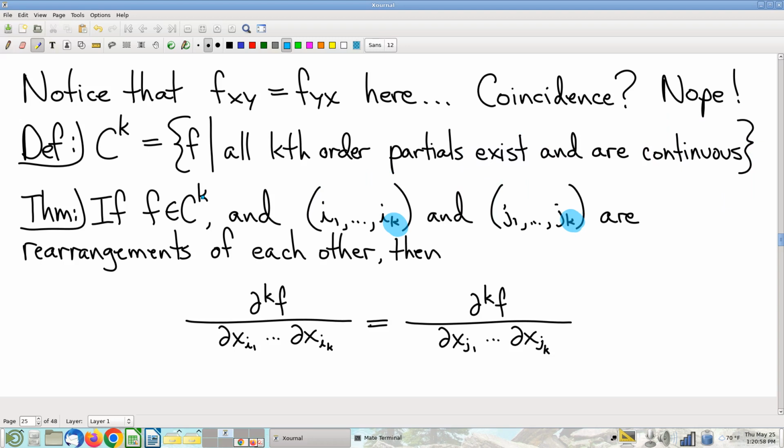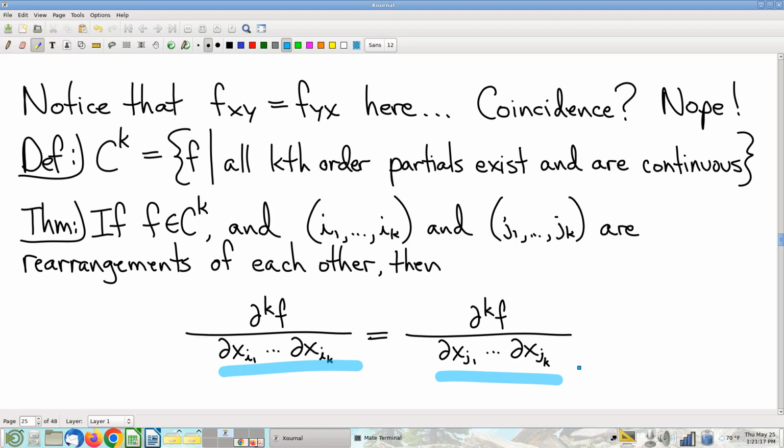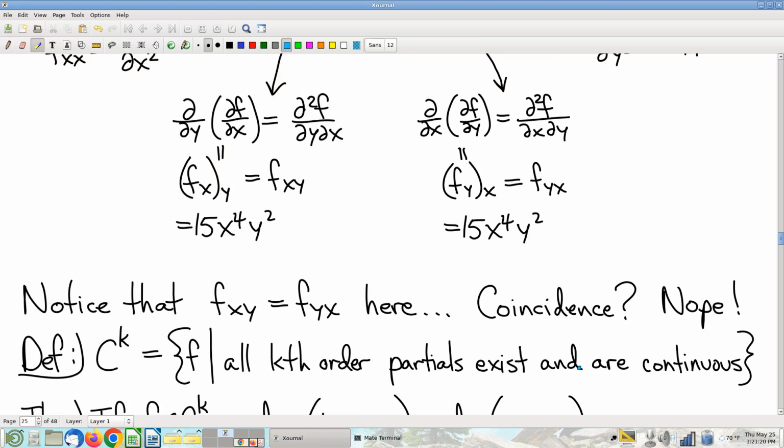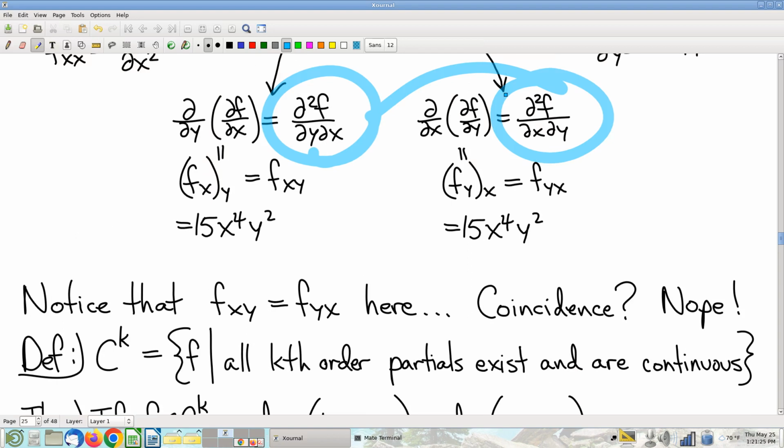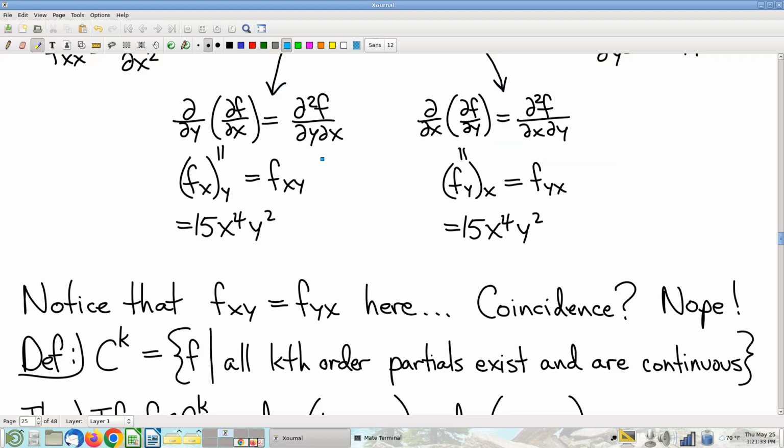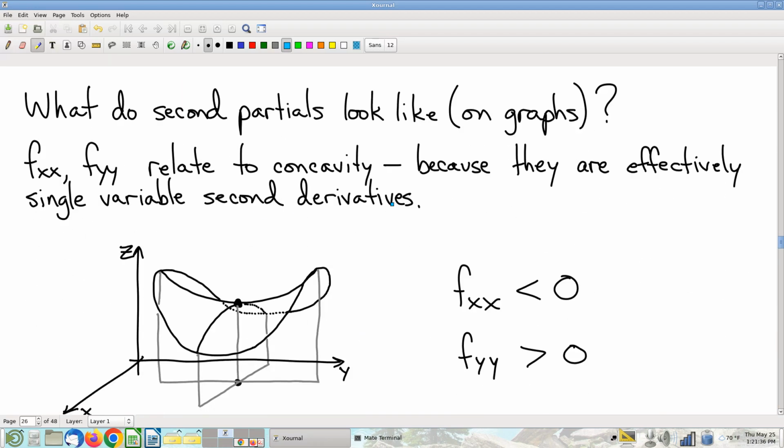if the function is continuously differentiable up to that order, then you can take the partials in whatever order you like, and it doesn't make any difference at all. So said differently, this kind of thing here with this equaling that will happen as long as all of the partials, again, up to the appropriate order, are continuous. So, okay. All right. So now let's talk about what they look like geometrically.